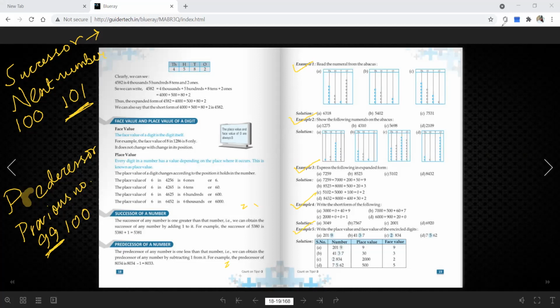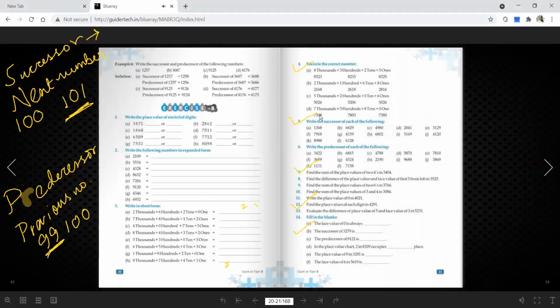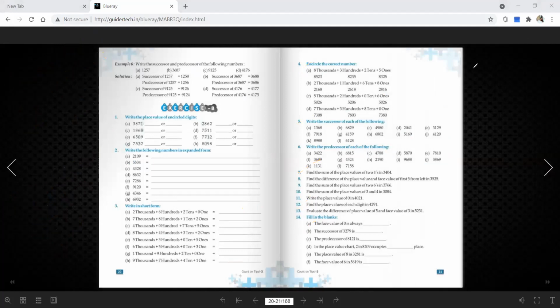Okay. So next, I'm just stopping the annotation over here. After that, I'm going to the next page. I'm clearing my drawing also. Write the place value of the encircled digits. So from exercise B, we will start doing.